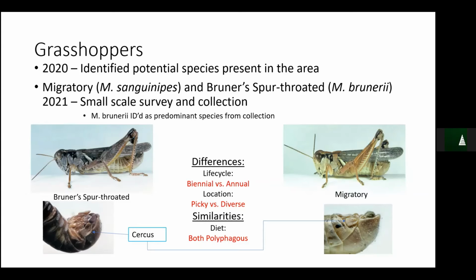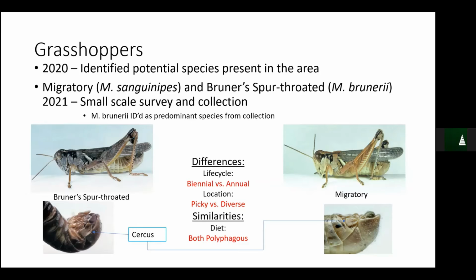Brunner spur-throated, and so you can see that I have a little bit of a chart. I'm sorry if it's a little confusing, but Brunner spur-throated are biennial, so they have a life cycle of every 2 years, whereas migratory species are occurring every year. And one grasshopper that we did find in the survey that we did last season was a migratory, so they could both be in the region. It would just be interesting to know the actual numbers, I guess, or how the populations are between the two.